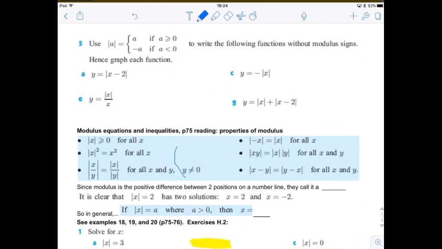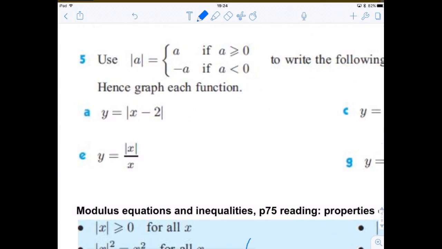So, for the first one, let's rewrite this. The modulus of x minus 2 is equal to x minus 2 if x minus 2 is greater than or equal to 0. Let's rewrite that: x minus 2 is greater than or equal to 0 is the same thing as x is greater than or equal to 2, right? And then the bottom one's going to be negative x minus 2, or we could say negative x plus 2.